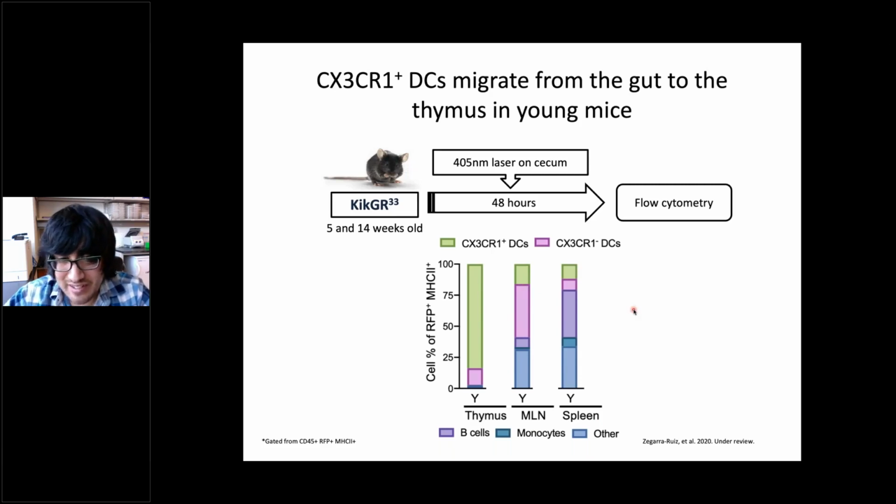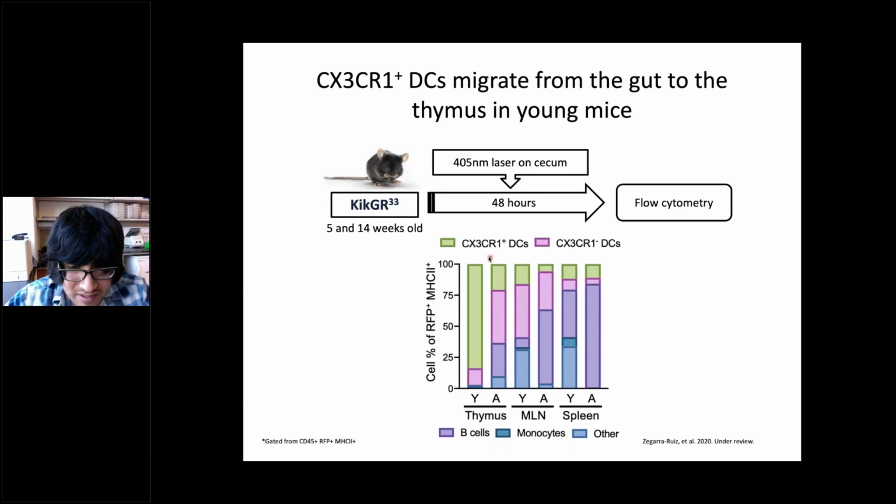And interestingly, in adult mice, although we see similar levels of migration from the cecum, what we see is a completely different composition of cells that were leaving the cecum into these distal tissues. And the most striking difference happens actually in the thymus, where the CX3CR1 positive dendritic cell population, which was a majority in young mice, is no longer the majority and is decreasing as mice age. And in the MLN and in the spleen it is mostly B cells that are leaving the cecum and reaching these sites.